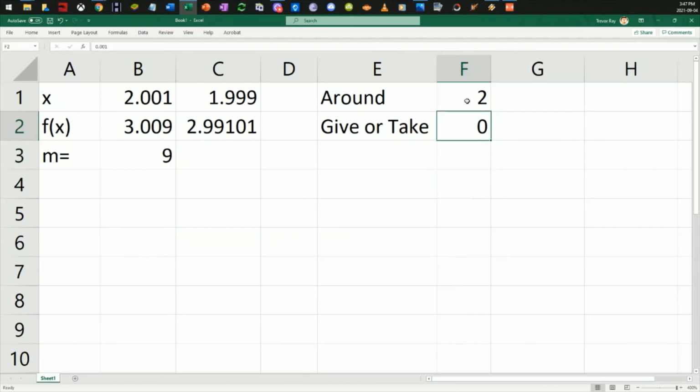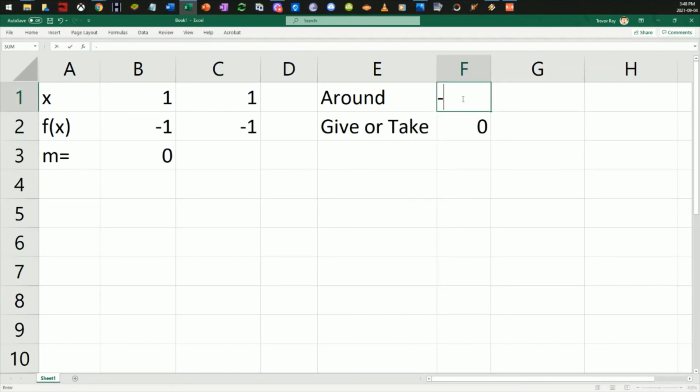And if it wasn't good enough, we could just change this to give or take 0.000001, or as small as we want it to be. The smaller it is, the more accurate our answer actually will get. However, at this point, Excel's rounding off because it's so many decimal places before it makes a difference. So that is pretty cool. Yeah, there's our slope of 0 at 1 and -1.